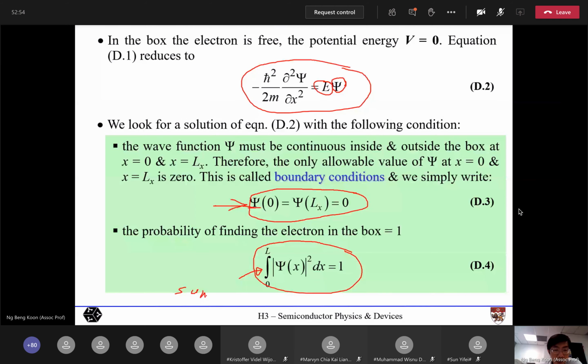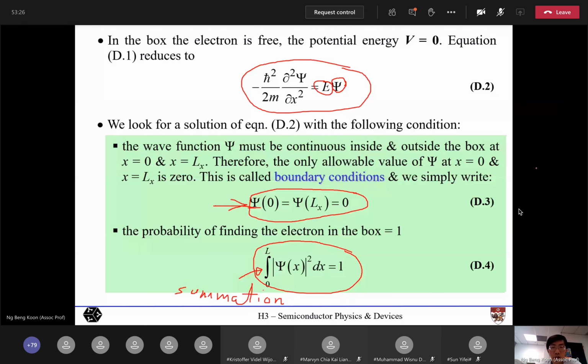Okay, so here when we do an integration, we are summing up all the probability of finding electrons from x equal to 0 to x equal to L, and this probability will be equal to 1 or 100%. Because if the electron is confined within the well, you cannot find it outside, so the chance of finding the electron in the well is 100%, right? They are always in the well. So that's the other condition that we can use to solve for a specific solution in the Schrödinger equation.